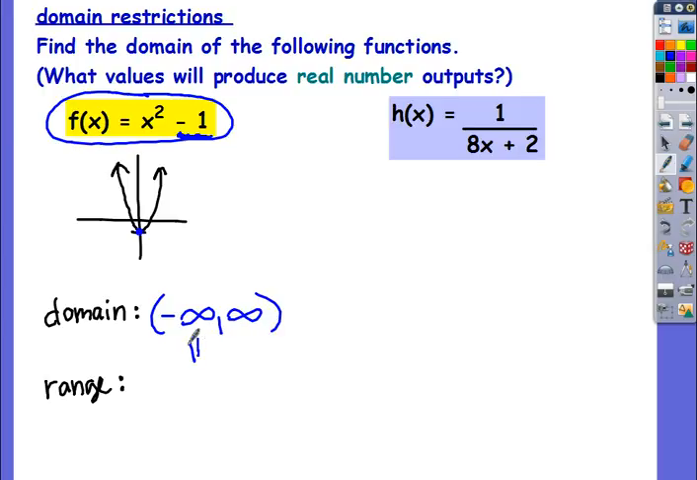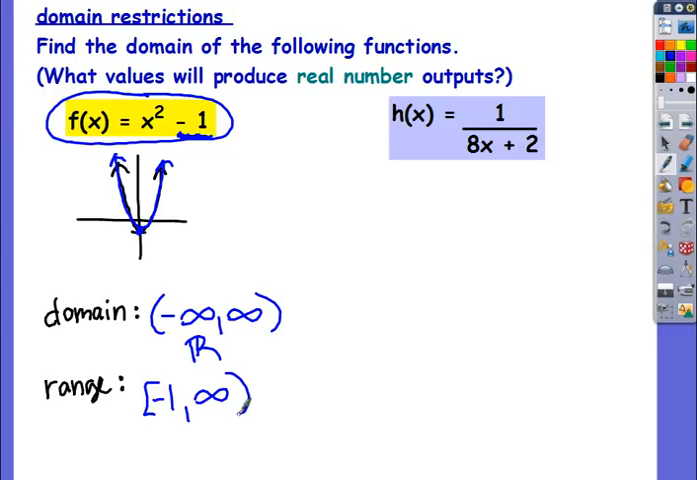Or if you wrote something like this, same thing. Just for the fun of it, let's look at the range. The domain's anything because it continues left and right forever. However, if I scan up and down, there is a low point. The smallest y value that will come out is negative 1, and then the parabola opens upwards. So this would be the range.